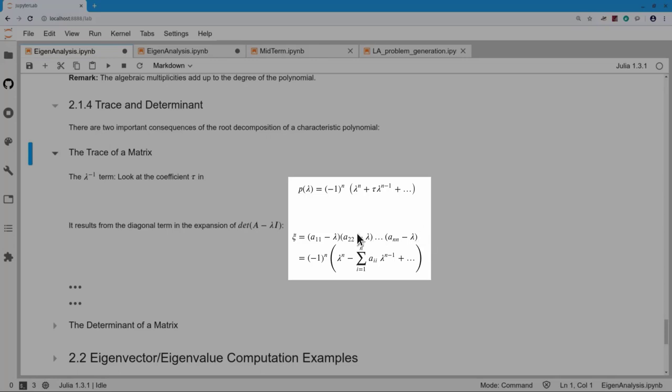And then for the lambda to the n minus 1 term, I'm going to have to pick, say, if I pick a 1,1 in this term, then I have to pick the lambdas for all the other terms. If I pick a 2,2 as the term where I don't have the lambda, then I have to pick all of the lambdas from the other terms. So what I'm going to see is, first of all, one less minus sign. And the other one is that all the a's come in as a sum. So I'm going to get minus 1 times the sum of the diagonal terms in my matrix times lambda to the n minus 1.